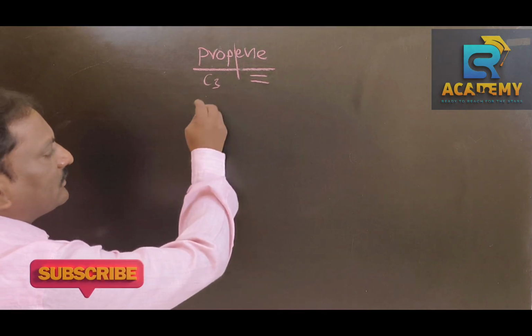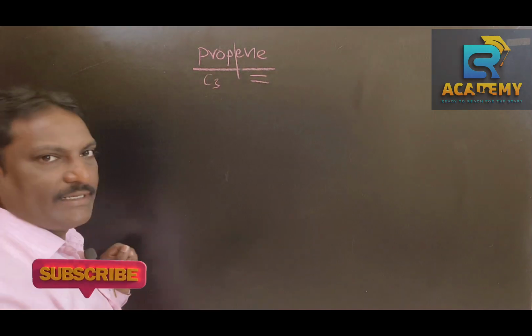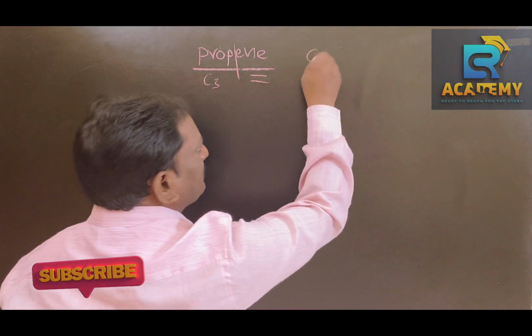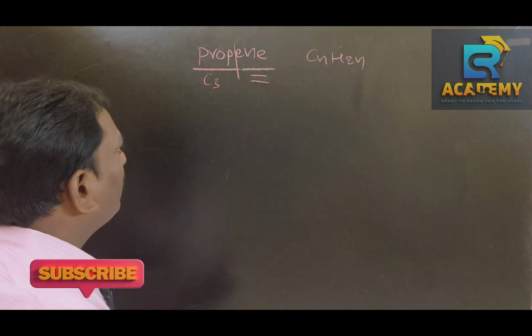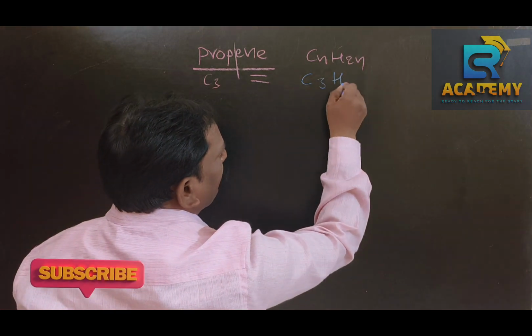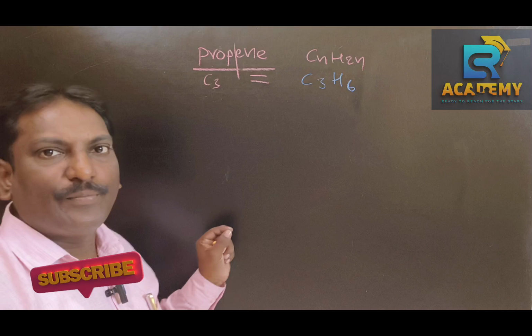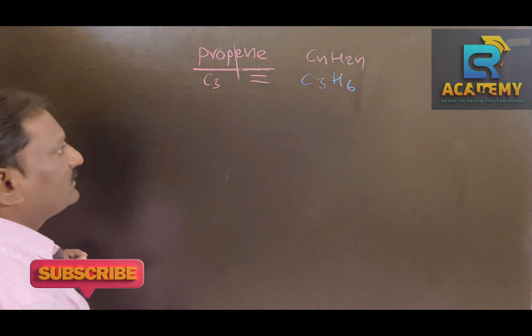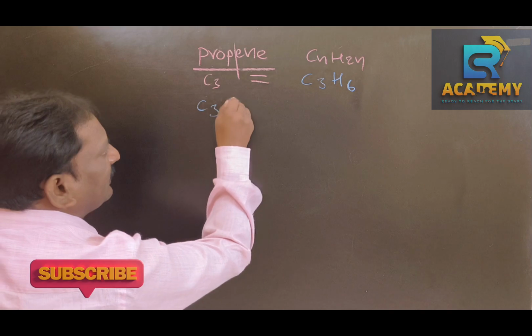So now let us frame the chemical formula. General formula: propene is an alkene, so the general formula is CnH2n. Here n equals 3 carbon atoms. C3H6. This is the chemical formula of propene. C3H6. Right? Chemical formula C3H6.